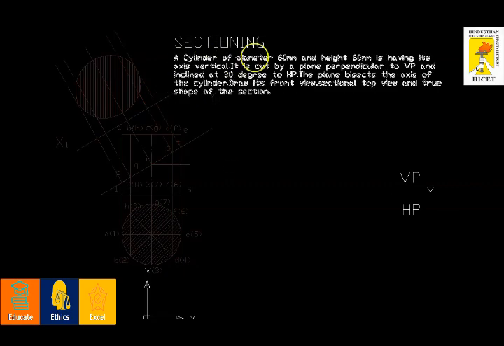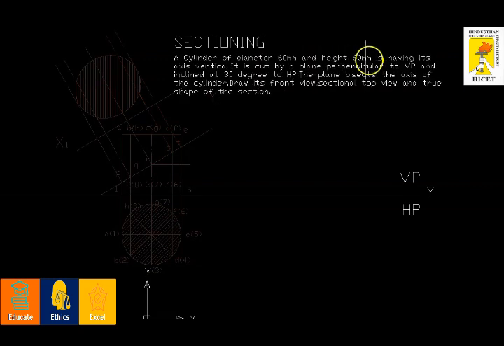So to start with, the first part of the question is: a cylinder of diameter 60 and height 60 is given. So what I'm going to do is simply draw a circle of 30 diameter. Then I'm going to divide the circle into 8 equal parts, to make the projections easy. We can either divide into 8 or 12. So I'm going to make it 8.